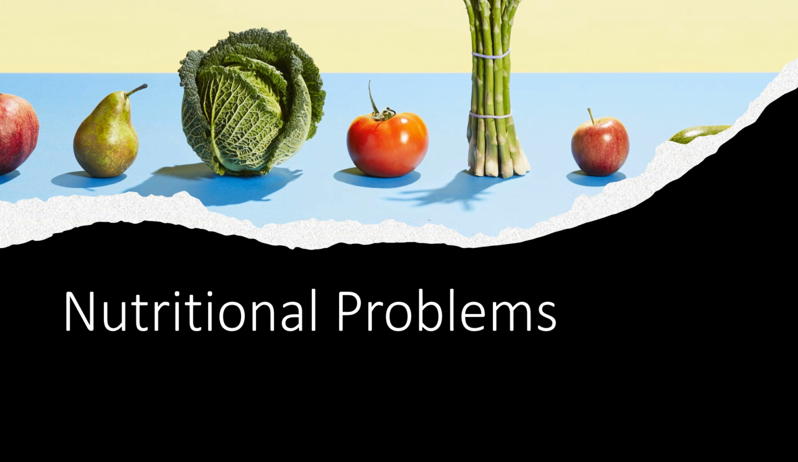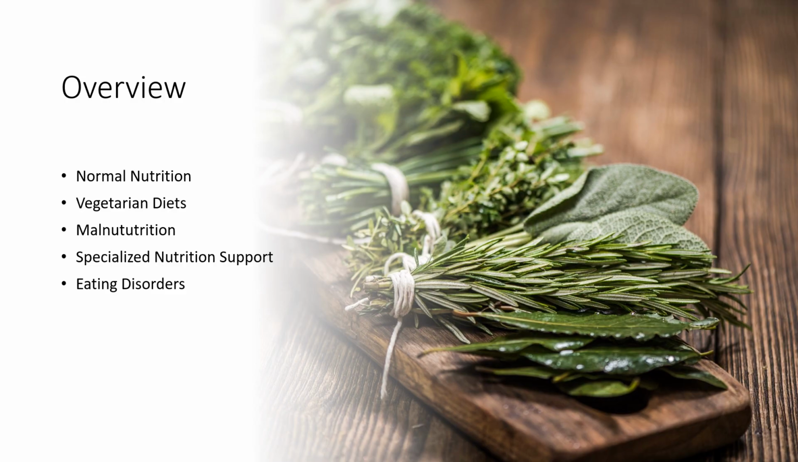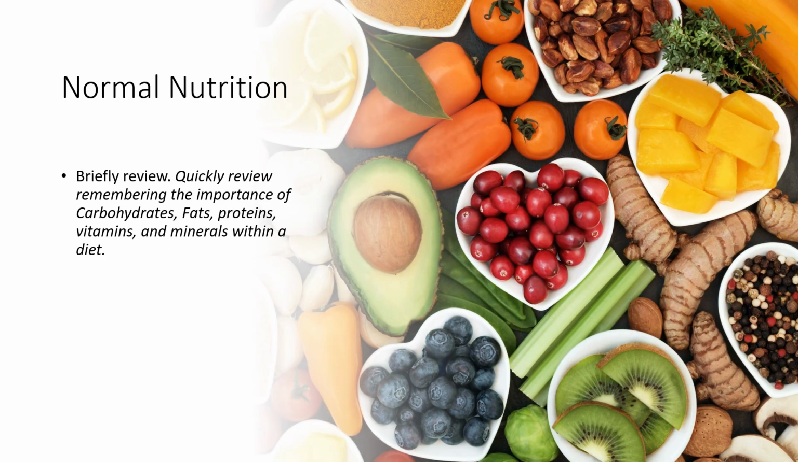This module will cover nutritional problems. An overview of this chapter includes 5 different sections: normal nutrition, vegetarian diets, malnutrition, specialized nutritional support, and eating disorders. Normal nutrition, this should just be a brief review. So quickly review this section, remembering the importance of carbohydrates, fats, proteins, vitamins, and minerals within a diet.